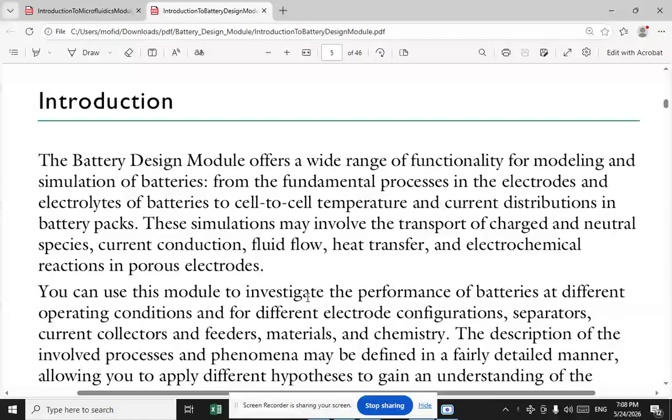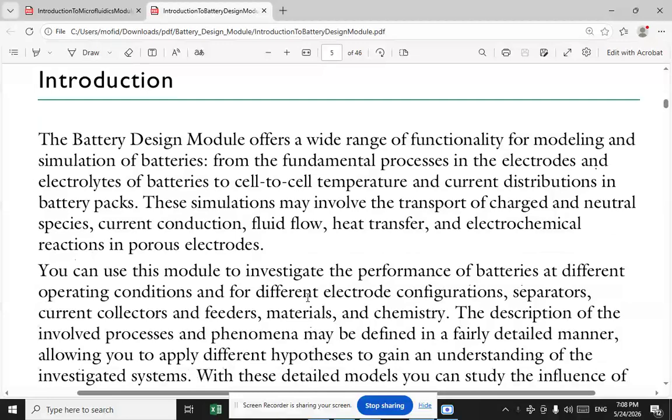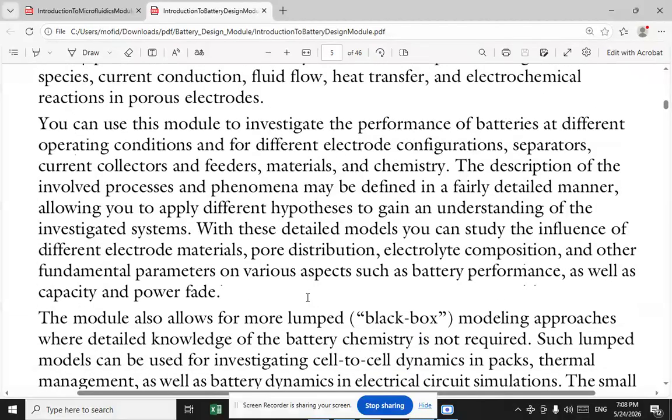from the fundamental processes in the electrodes and electrolytes of batteries to cell temperature and current distribution in battery packs. These simulations may involve the transport of charged and neutral species, current conduction, fluid flow, heat transfer, and electrochemical reactions in porous electrodes. You can use this module to investigate the performance of batteries at different operating conditions and for different electrode configurations, separators, current collectors and feeders, materials, and chemistry.